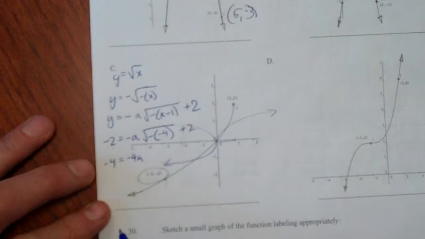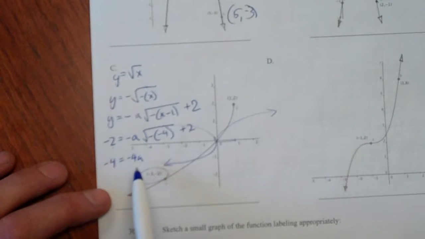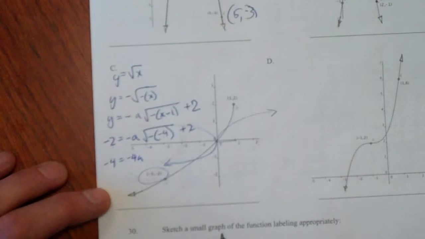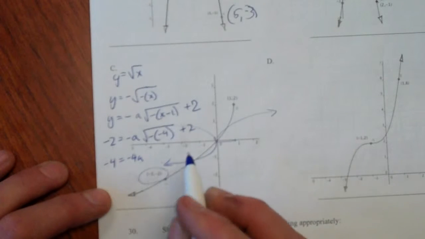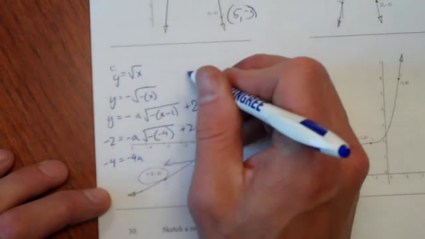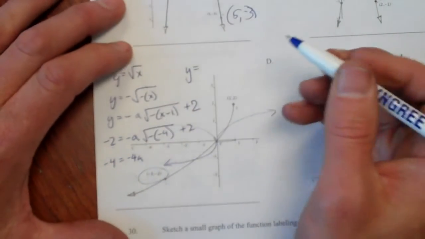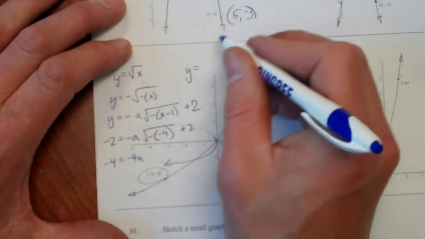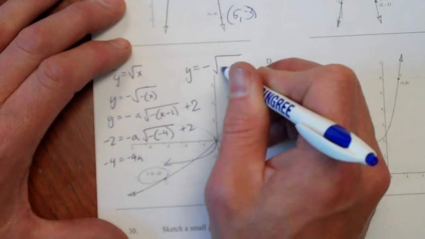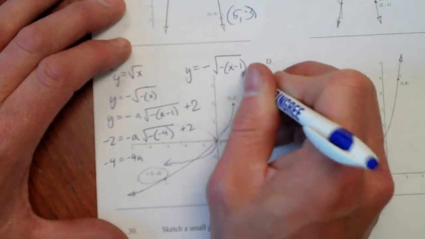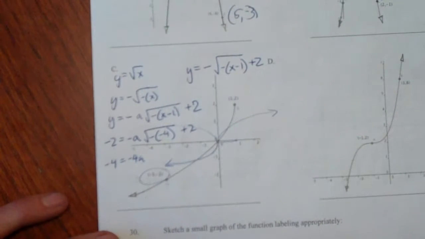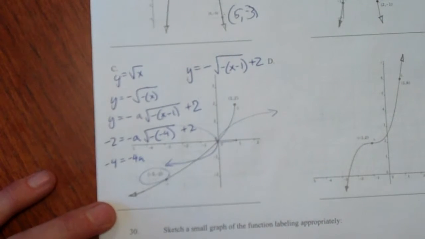That worked out kind of nicely. Nope, I did something wrong. If I take away 2. Okay, something looks fishy about that. But there we go. It's just negative 1. So y equals negative radical negative x minus 1 plus 2. All right? Very good.